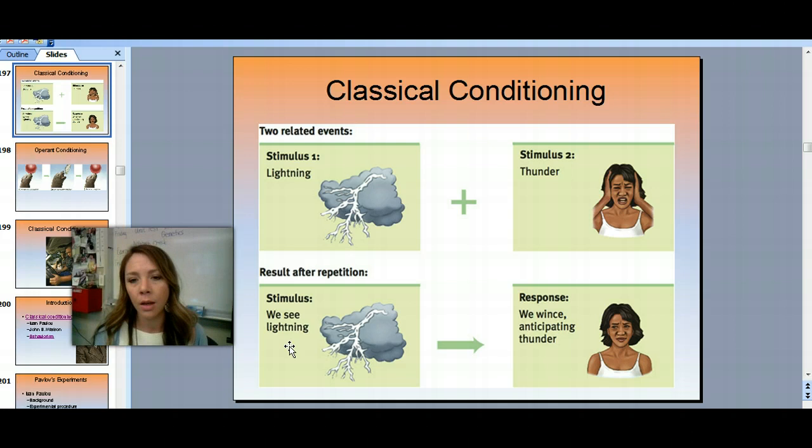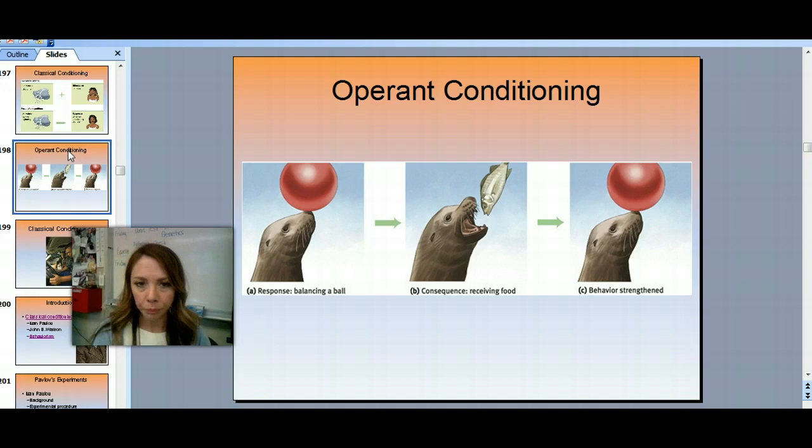So this is classical conditioning versus operant. Remember, operant operates on the behavior. A normal response would be like lightning and thunder. An unrelated event is something like balancing a ball. Seals are not usually out in the wild balancing balls and being really excited about it, right? But if I make a seal balance a ball and then give him a food, something that reinforces and strengthens the behavior, he's more likely to balance it again. So these are unrelated events. They're totally dependent on the behavior, right? And they're totally dependent on the learner.